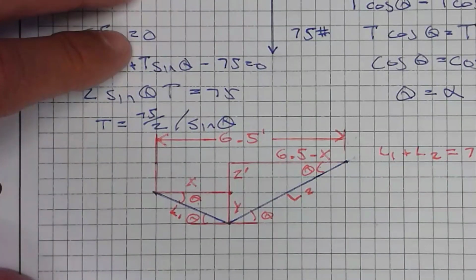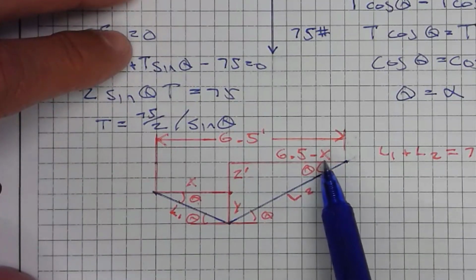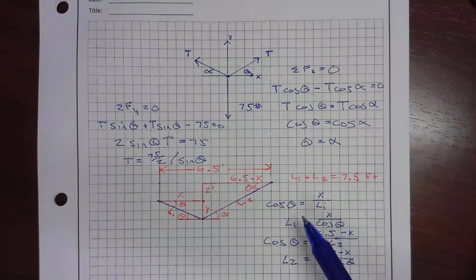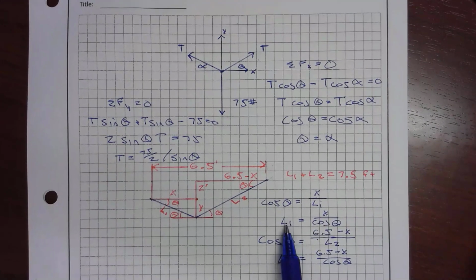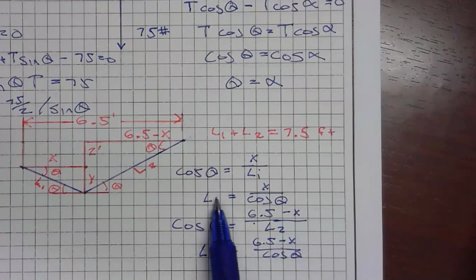All right, now we're going to take the cosine of theta for each of these triangles. So the cosine of theta is going to be equal to the adjacent over the hypotenuse. So cosine of theta for this triangle is equal to x divided by L1, and the cosine of theta for this triangle is going to be 6.5 minus x divided by L2. Now what we've done is we've solved for L1 and L2 in terms of x and cosine theta.